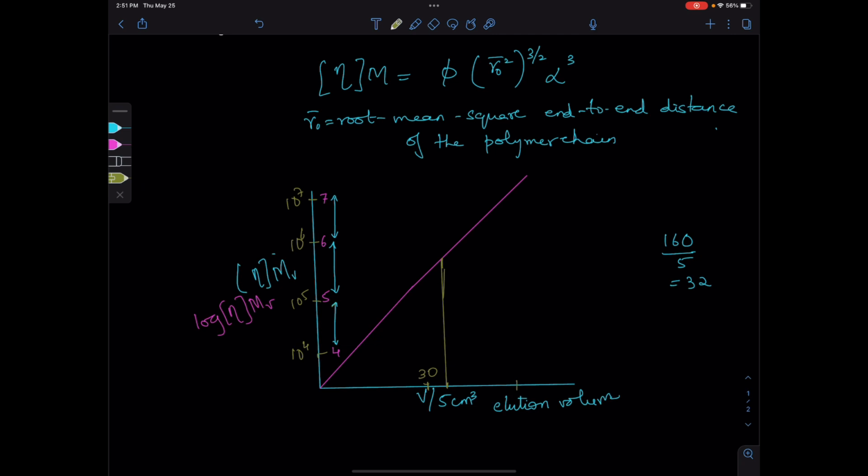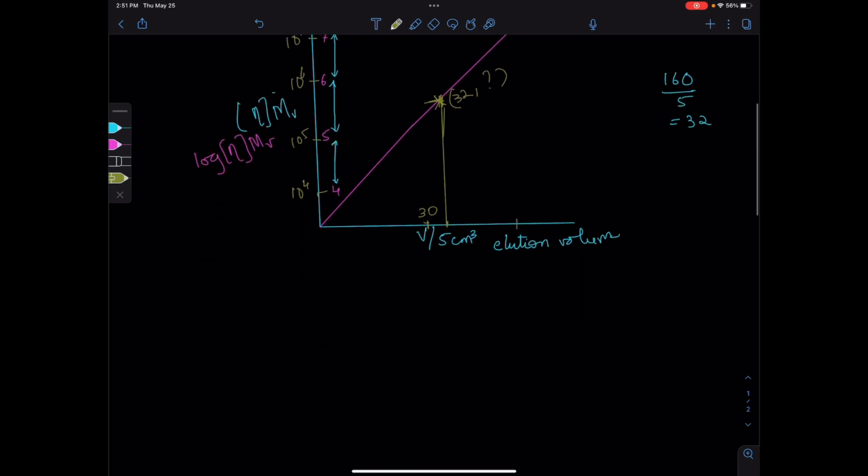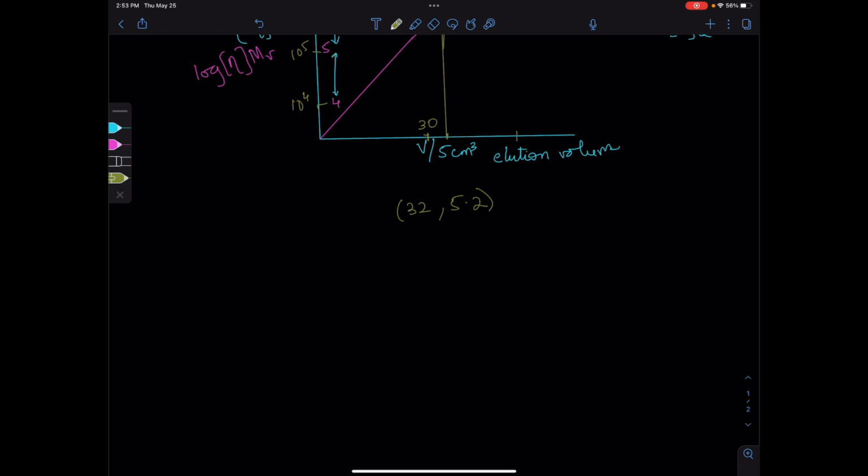If you look at the original graph and find out what the y coordinate of this point is, we'll see that it matches with the value of 5.2. So when I did that, I found that this value matched at 5.2. So let's plug this in.